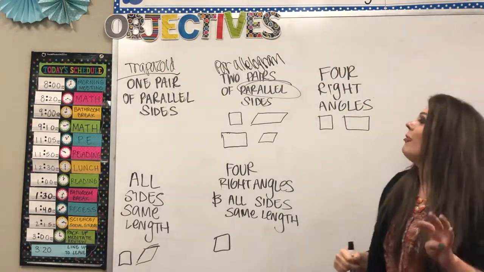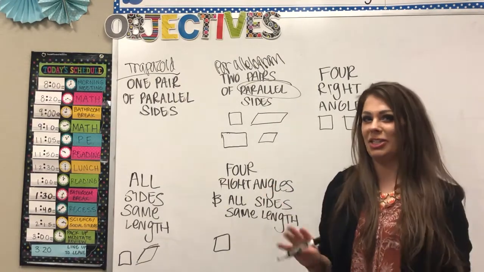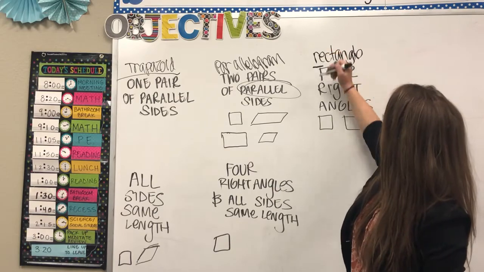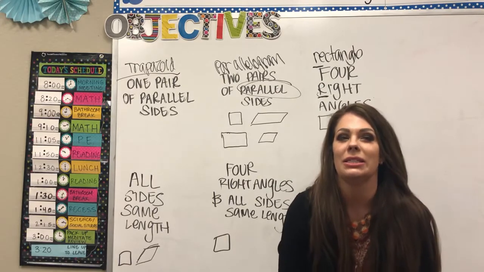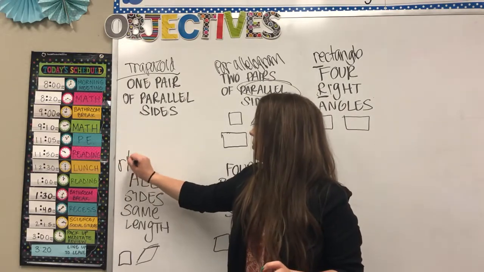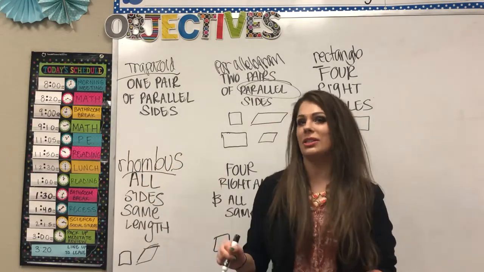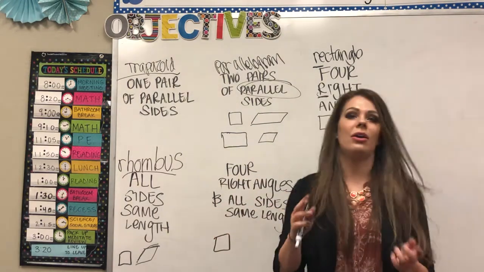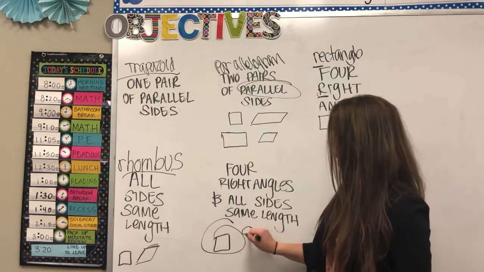How about this category? Four right angles. What shape is four right angles? What's the name of that shape called? Rectangle. Remember, right angle, rectangle. What about all sides are the same length? Both of these shapes are this. What's that called? Rhombus. A rhombus means all sides are the same length. So a square is a rhombus. And then four right angles, all the same length. What is that? It's just one thing. It's a square.